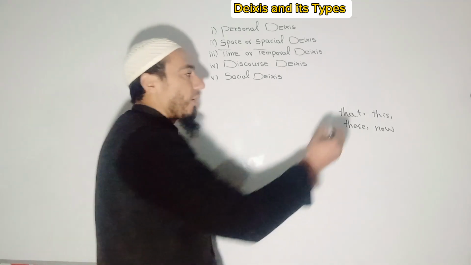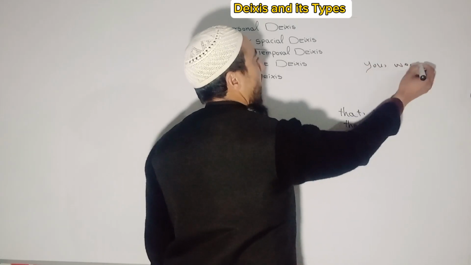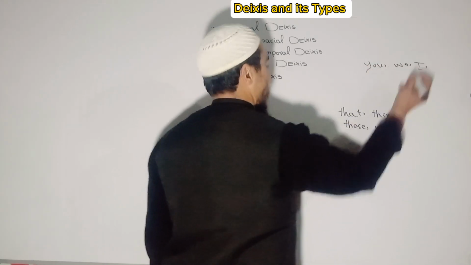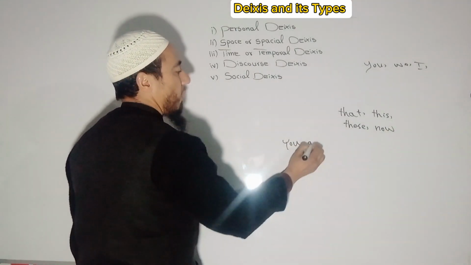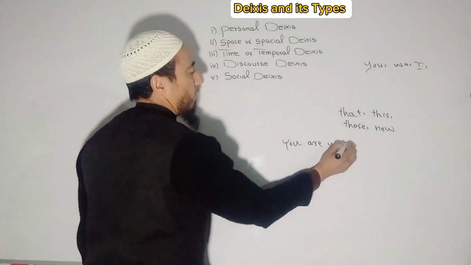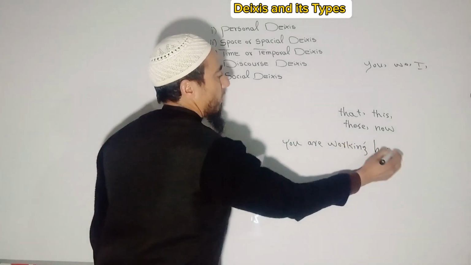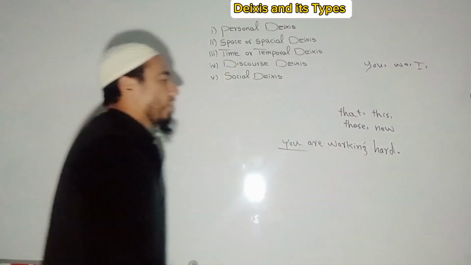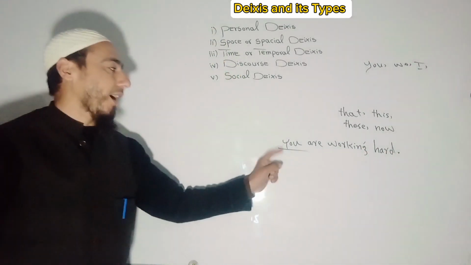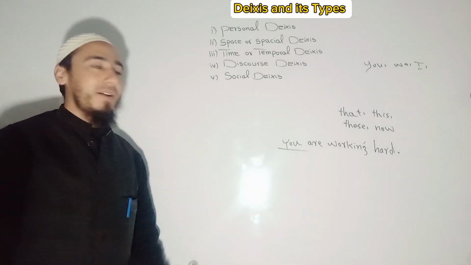For example, you, we, I, etc. Let me use it in a sentence. For example, you are working hard. You are working hard. In this sentence, you is personal deixis. Why? Because it refers to and indicates a person.